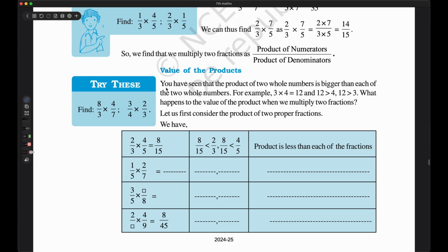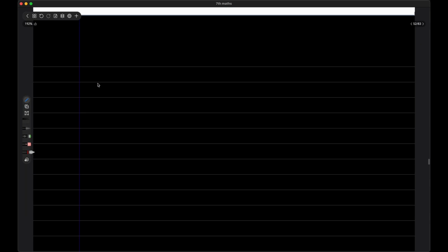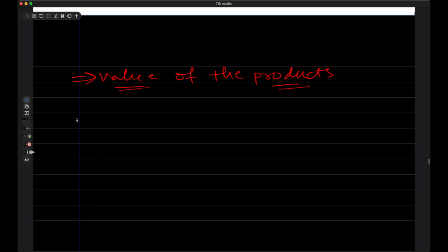Hello everyone, my name is Shyam Chauhan and in this lecture we are going to cover the topic value of the products. Value of the products, or we can say comparing the value of product.